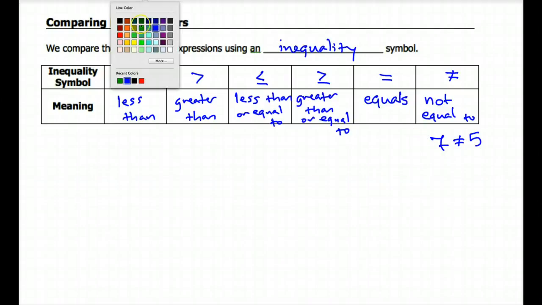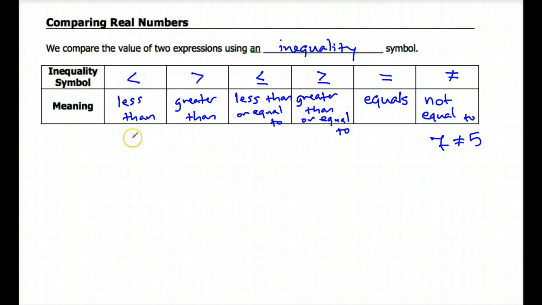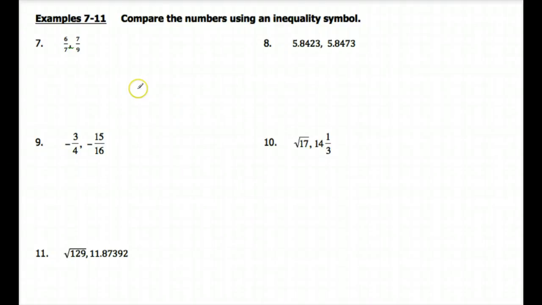The two I want to really focus on today, though, are these first two, less than and greater than. We'll be talking about the rest of them more in depth again when we do a unit on inequalities. But for now, today, we'll probably just be using these two right here, and then also our equal sign occasionally. So let's go now to examples 7 through 11. And what we're going to do is compare these two numbers using one of those inequality symbols. Again, greater than, less than, or sometimes we'll use the equals to.